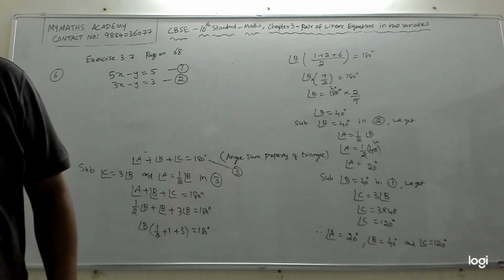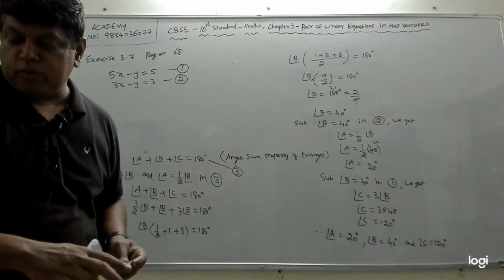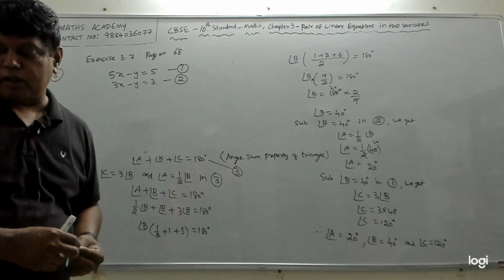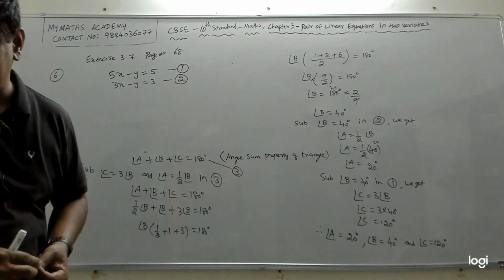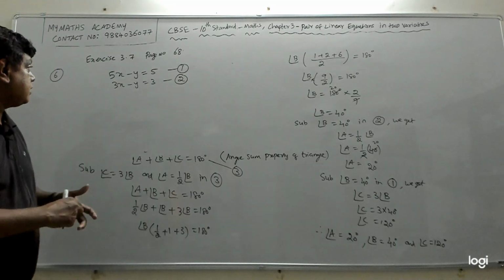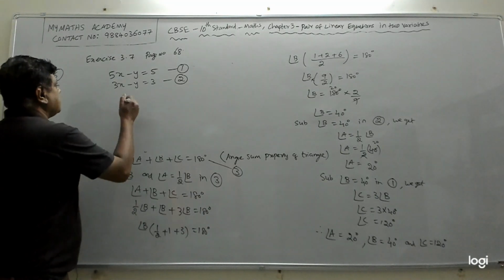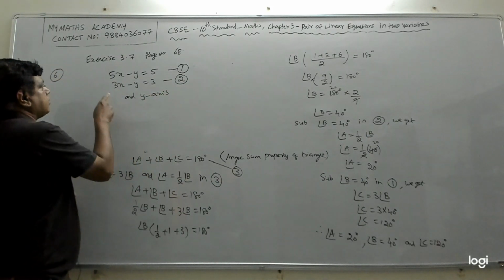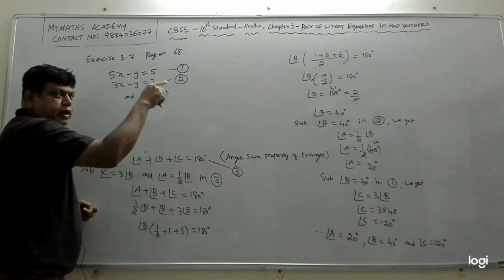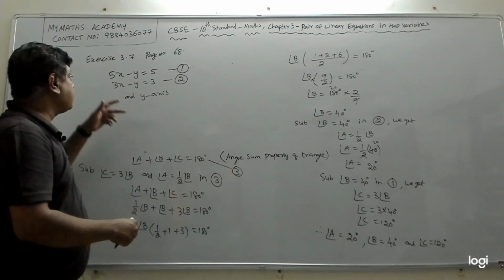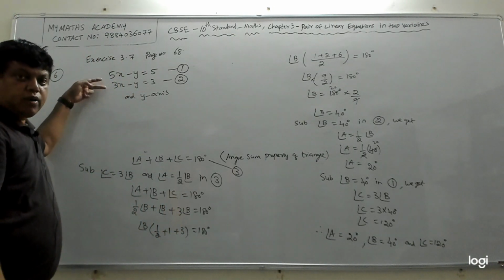And then we need to determine the coordinates of the vertices of the triangle formed by these lines, these two lines and the y-axis. So there will be three lines. This is one line, this is one line. Y-axis is also a line, right? So first let's draw the graph for these two equations.